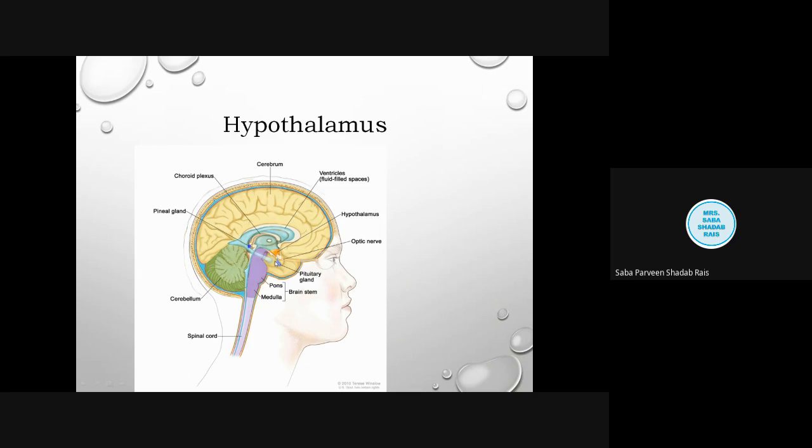So when you observe the histology of the hypothalamus, you will find that it has numerous small nuclei. Each nucleus has a various function. When you observe its position, you can see from this picture that it is present below the thalamus.